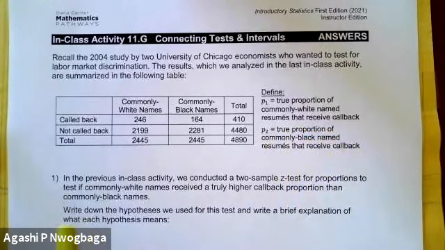Question 1. In the previous in-class activity, we conducted a two-sample Z-test for proportions to test if commonly white names received a truly higher callback proportion than the commonly black names. Write down the hypotheses we use for this test and write a brief explanation of what each hypothesis means.